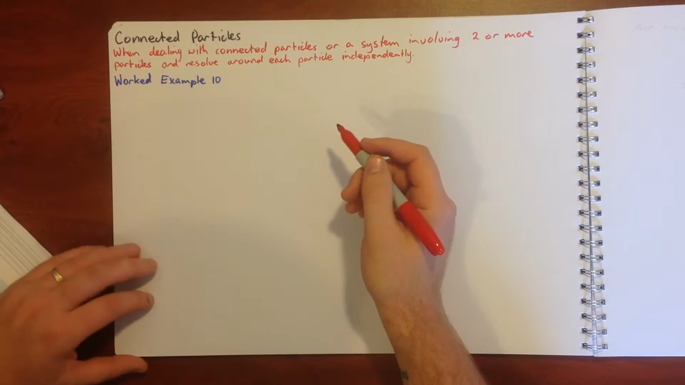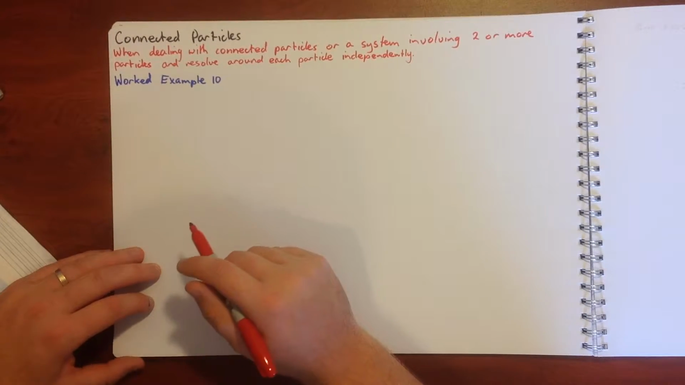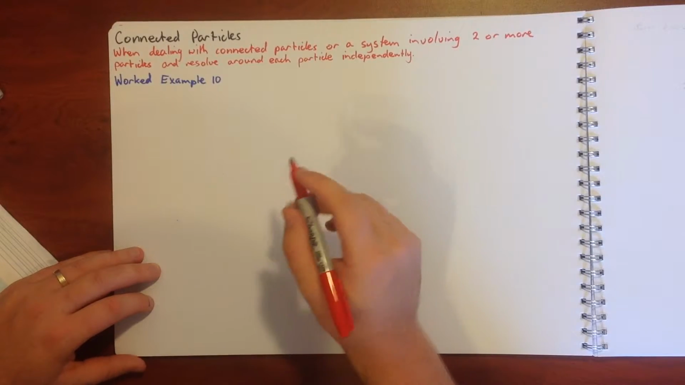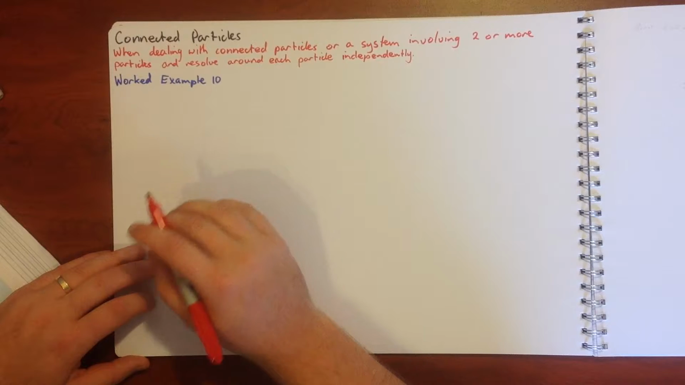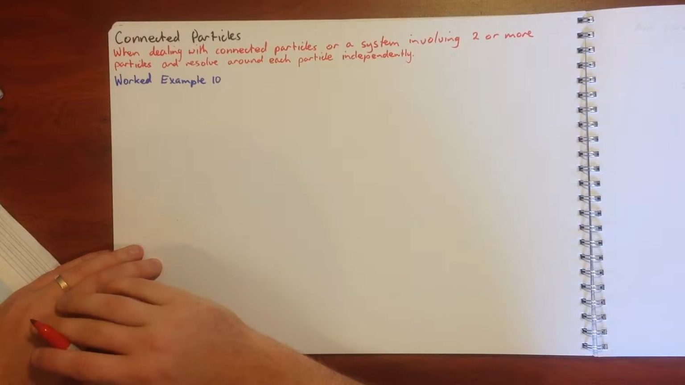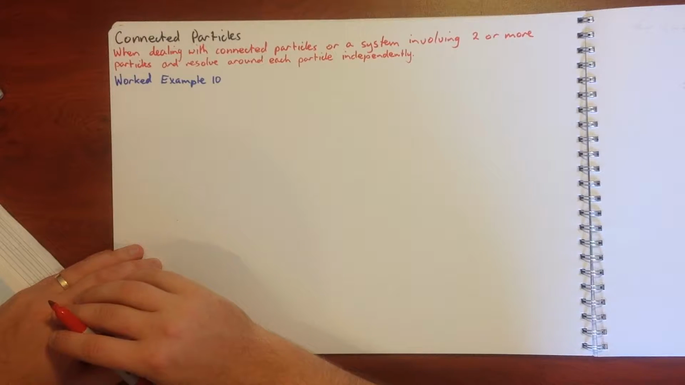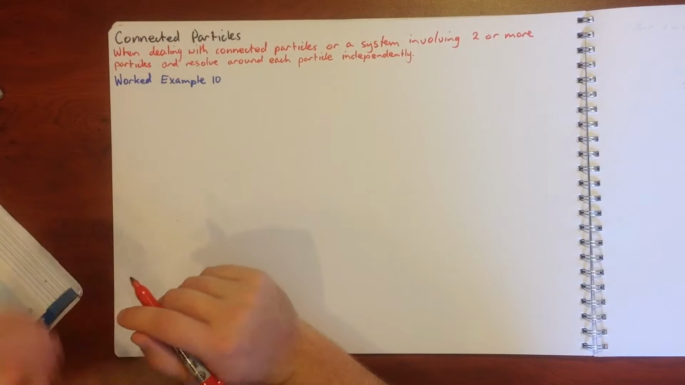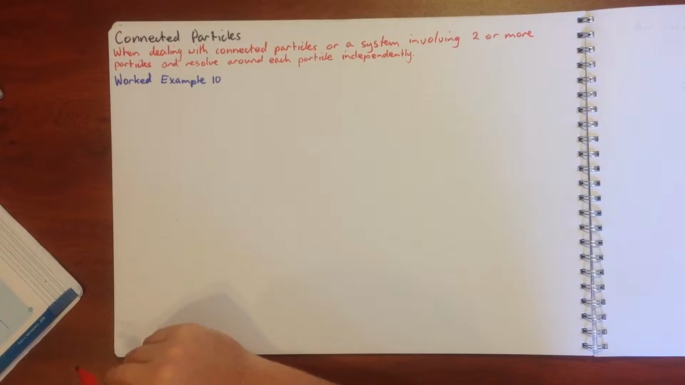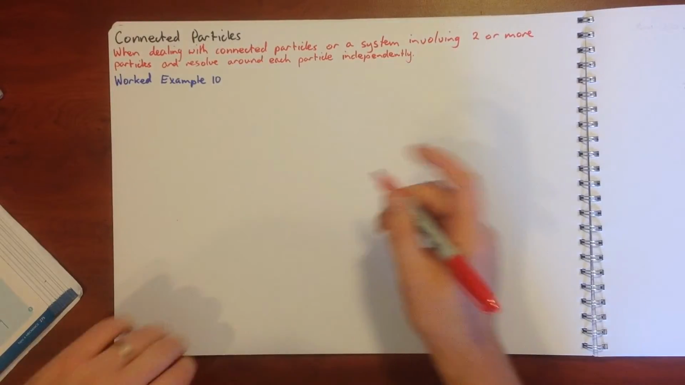A mass of 10 kilograms lies at rest on a smooth plane inclined at 30 degrees to the horizontal. The mass is held in place by a string that is parallel to the plane and passes over a smooth pulley at the top of the plane. The other end of the string is connected to a mass m kilograms that hangs vertically. Find the value of m.